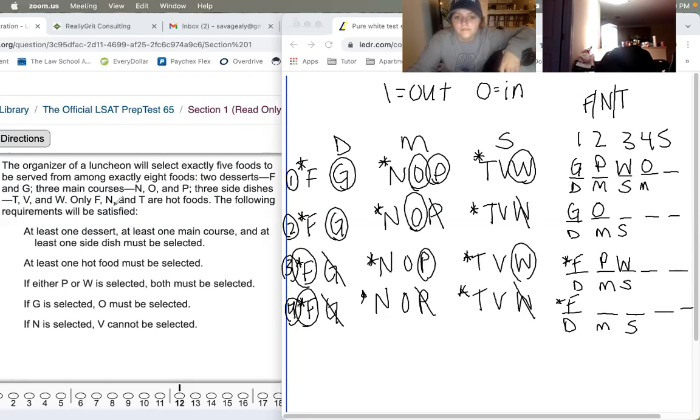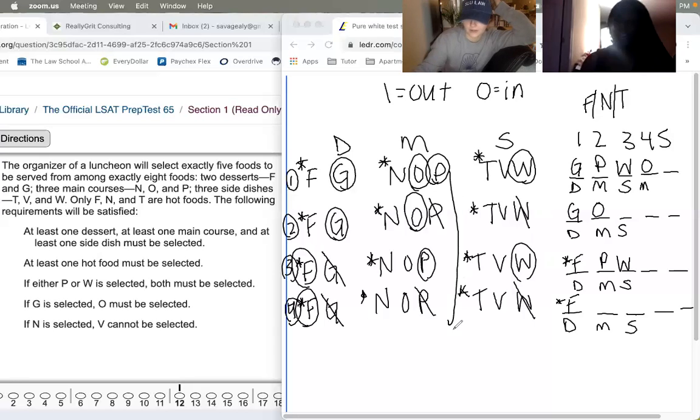All right. Moving on. Last rule. Last rule says if N is selected, V cannot be selected. Okay. Number 1, we don't know anything about N or V, so we have to make a duplicate. Yep. I did not give myself any room for this. I'll figure it out.